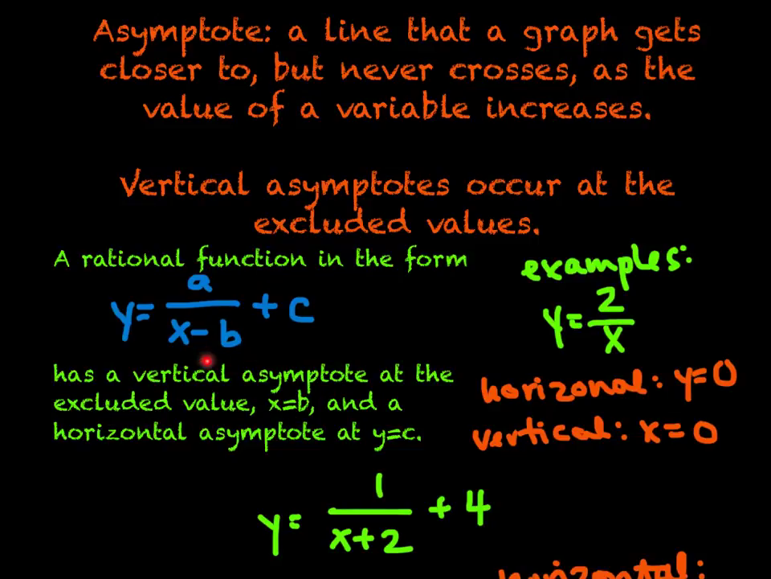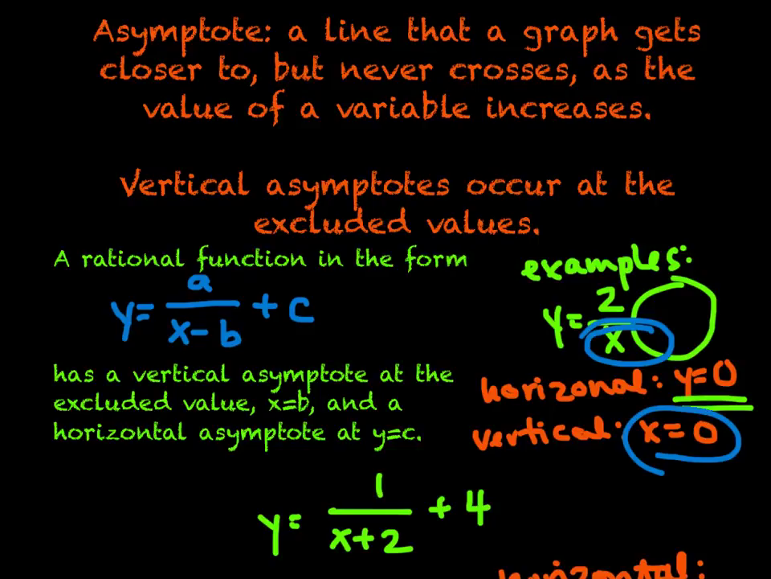So this is what tells us our vertical asymptote. And our horizontal asymptote is the stuff off to the side, y equals c. So here's an example. We have y is equal to 2 over x. Our horizontal asymptote, so essentially that missing c value in this case, is going to be 0. And our vertical asymptote, where this x is also 0. So essentially we have a graph that would have vertical and horizontal asymptotes at the axes, like right here.